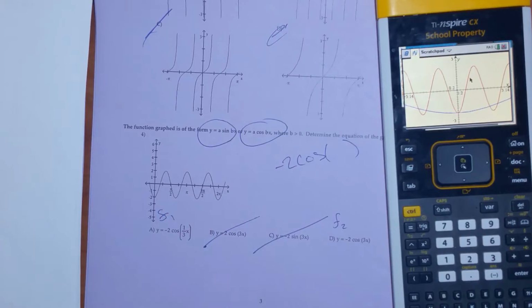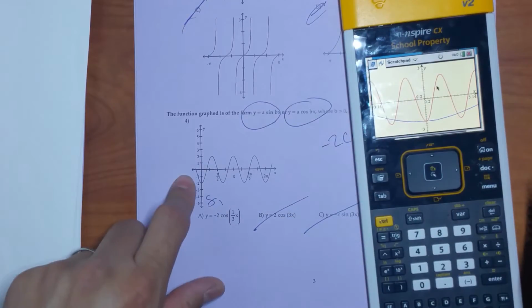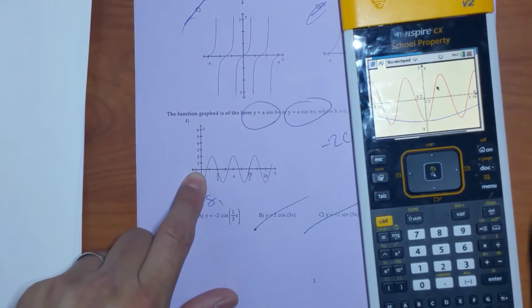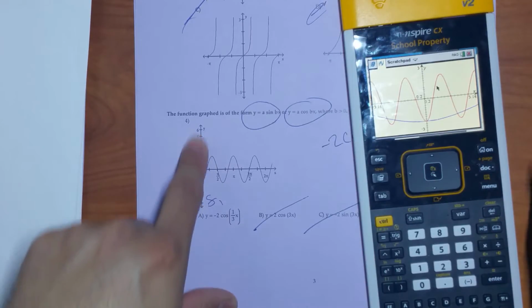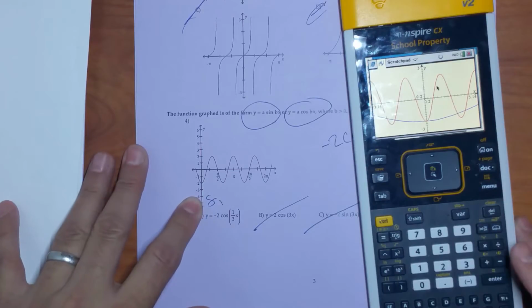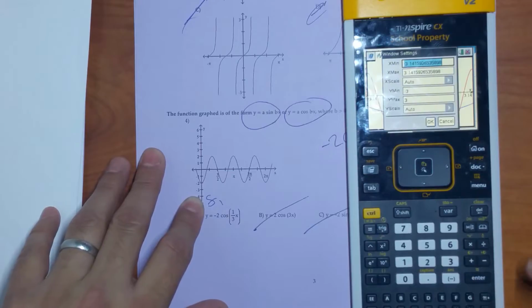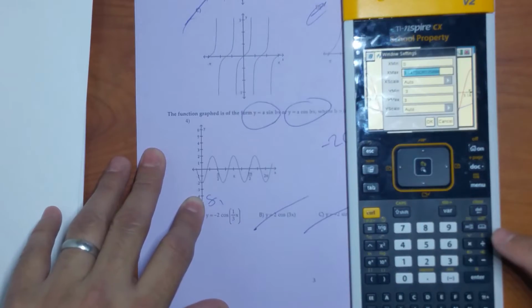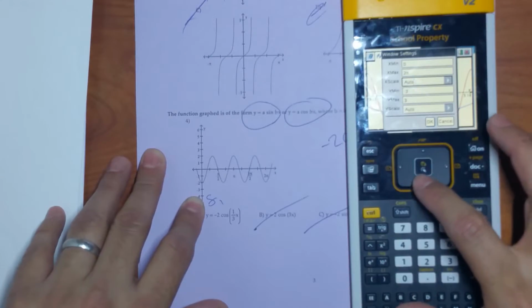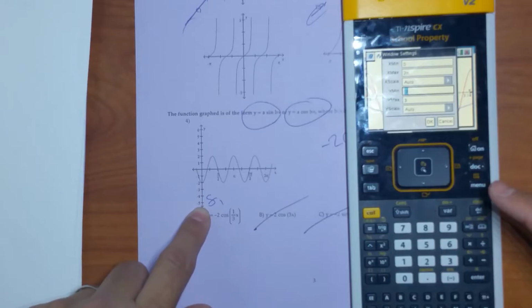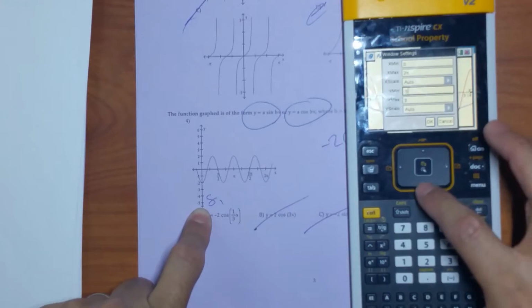Okay, so now what do I have to do? Change the window. What is my x min? 0, right? Starting at 0, on the axis. So it starts at 0, and how far does it go? 2 pi. What's my y min? Negative 5. What's the y max? 6.